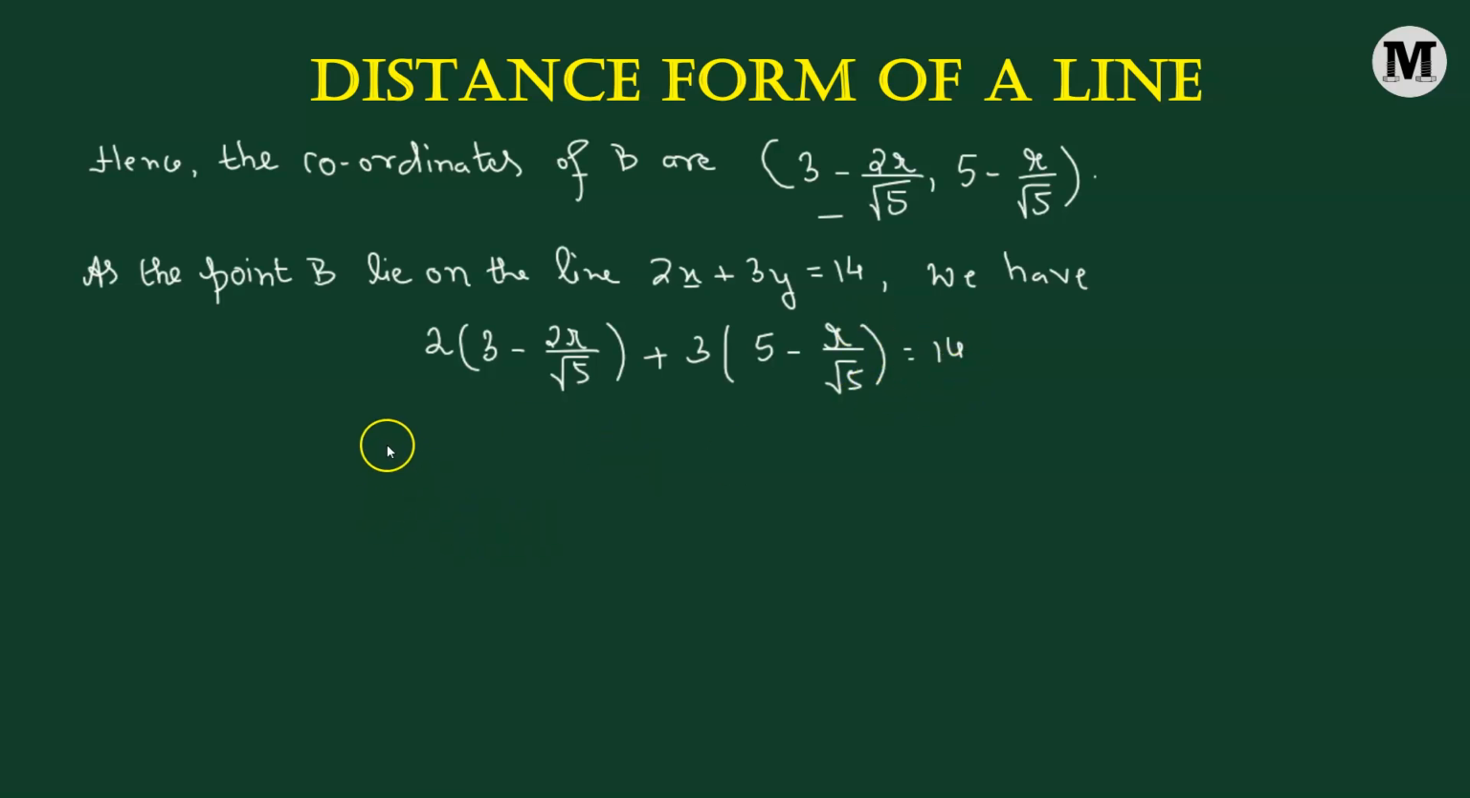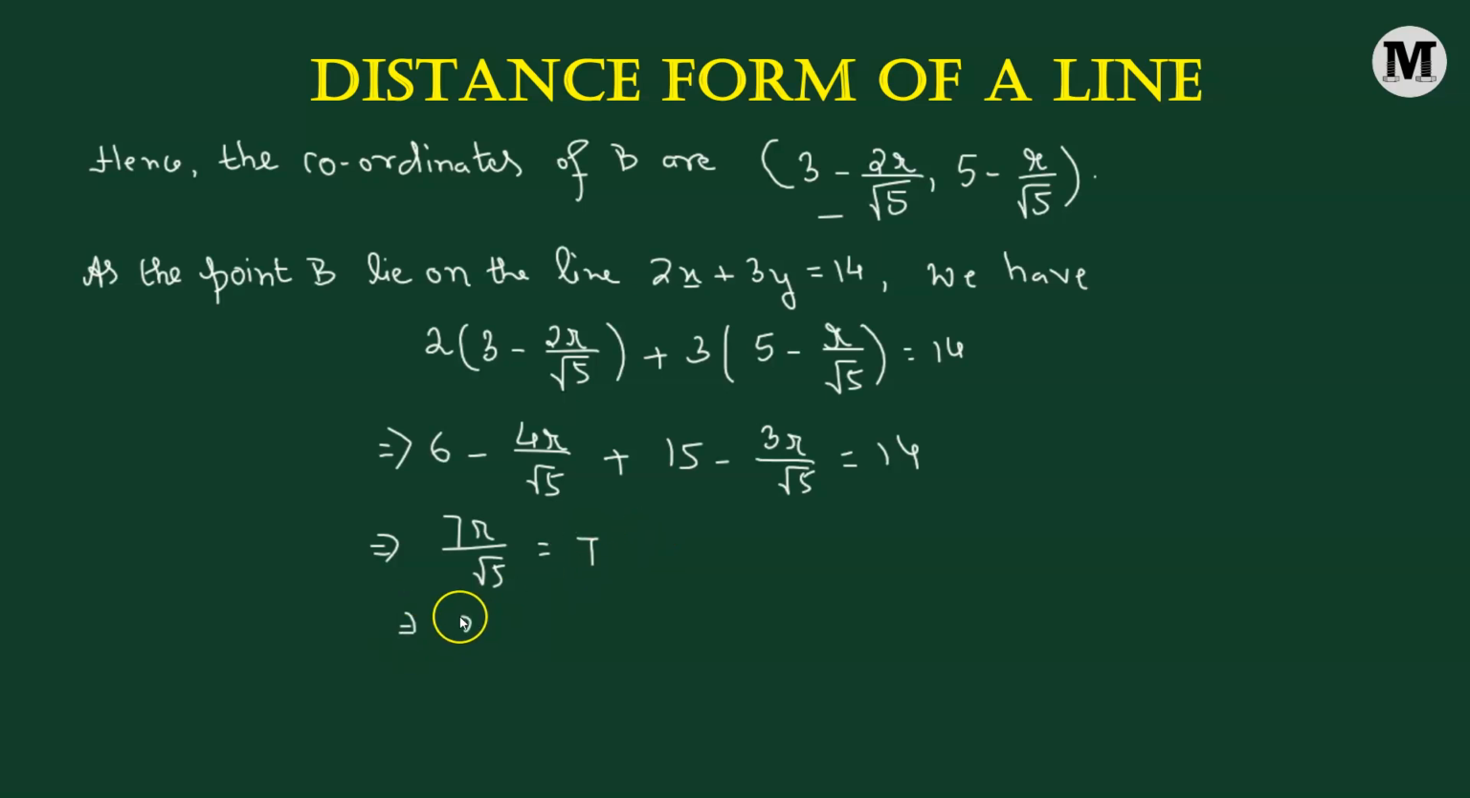Once we solve the equation, we're going to get the value of r. So let's do that. We'll first distribute 2. That's going to give us 6 minus 4r over square root of 5, added to, distributing 3 gives us, 15 minus 3r over square root of 5, and this is going to be equal to 14. Okay, so what we have here is 7r over square root of 5 equal to 7, and solving for r, we get r equals square root of 5.